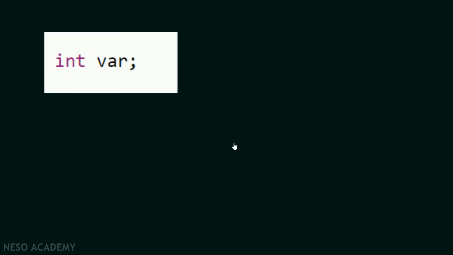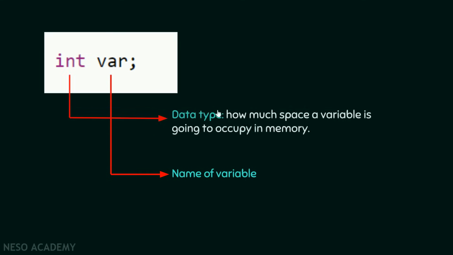Here the name of the variable is var, and it has integer data type. Data type simply means how much space a variable is going to occupy in memory. Therefore, by writing int var, you are declaring a variable. Along with that, you are requesting the compiler to allocate memory for this variable. Please note down one thing. Here after int var, we put a semicolon. This is very important because this is how your compiler separates one statement from the other. So don't forget to add a semicolon at the end of the variable declaration.